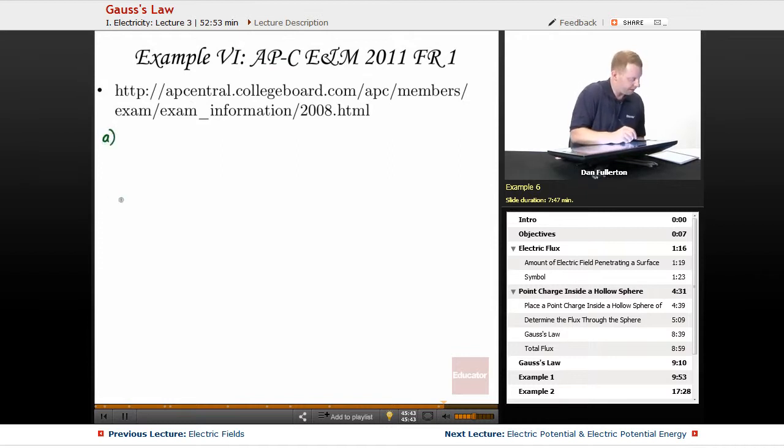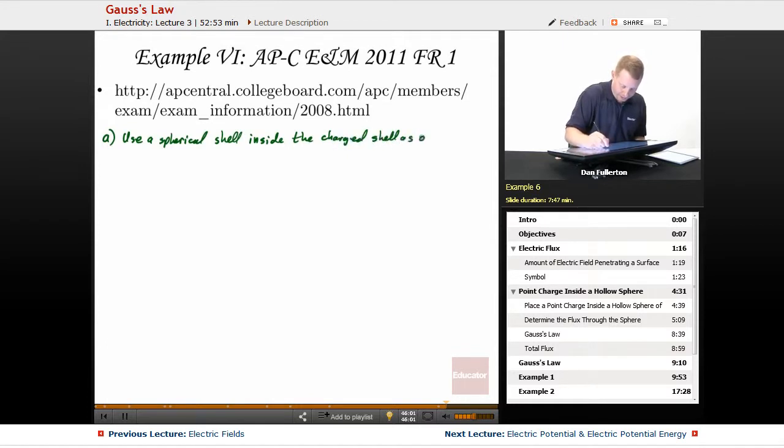Here we'll call this A. If we use a spherical shell that's inside the charged shell as our Gaussian surface, well, then we have some charge sigma here in our Gaussian surface inside it.